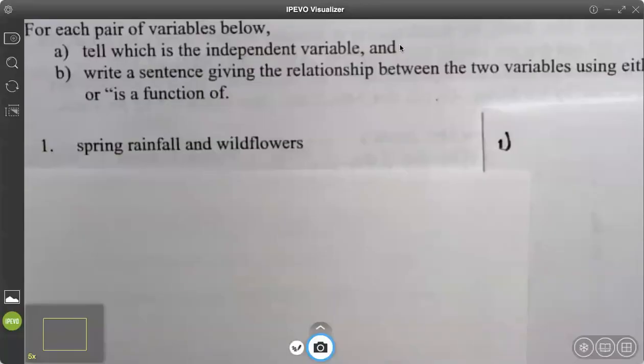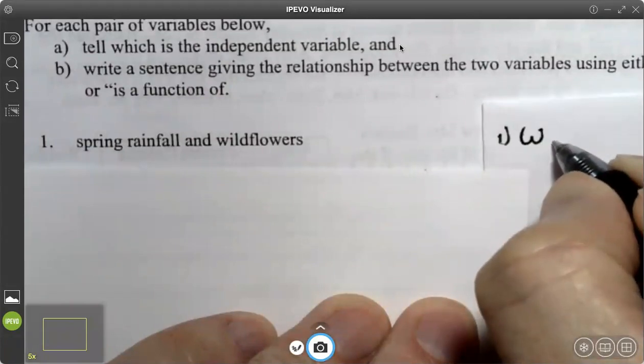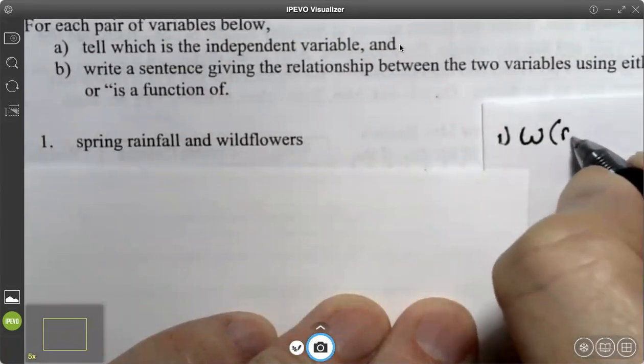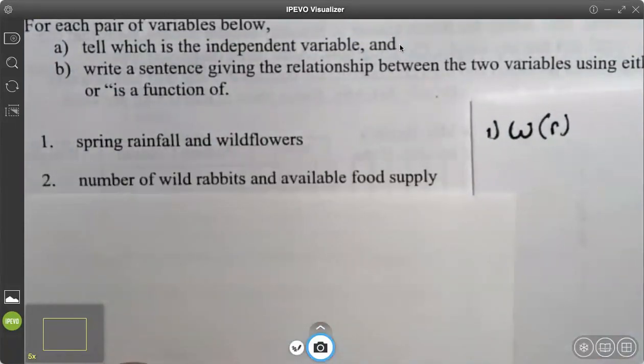Try number 1, write it in function notation. All right, my independent variable is rainfall. The rain is going to fall whether or not there's already flowers on the ground. But the flowers on the ground depends on how much it rains. So we could say wildflowers depends on rainfall. Wildflowers is a function of rainfall.